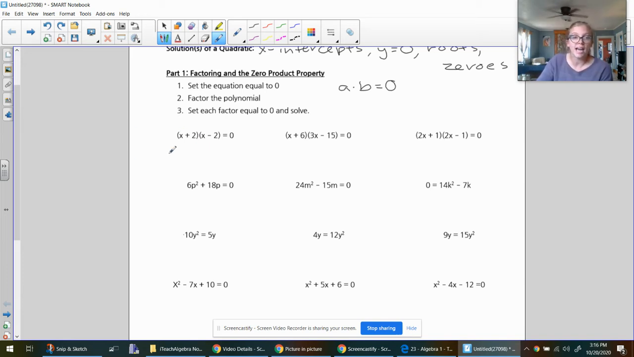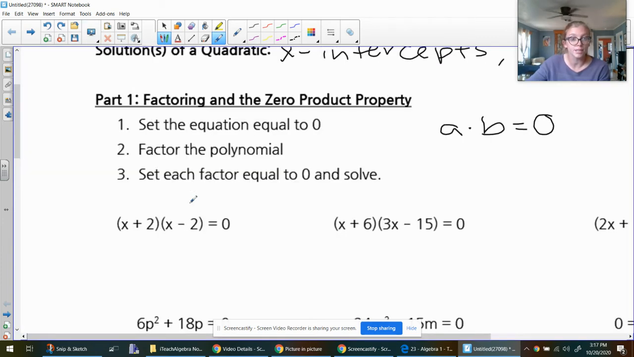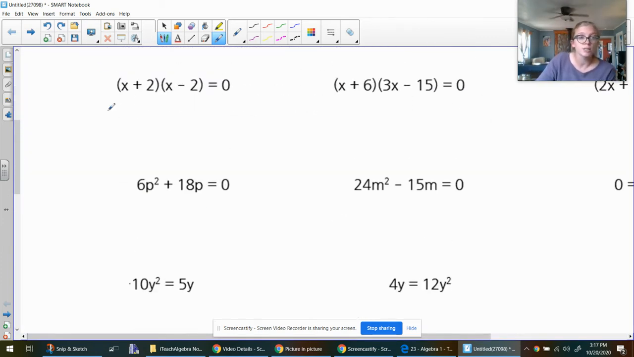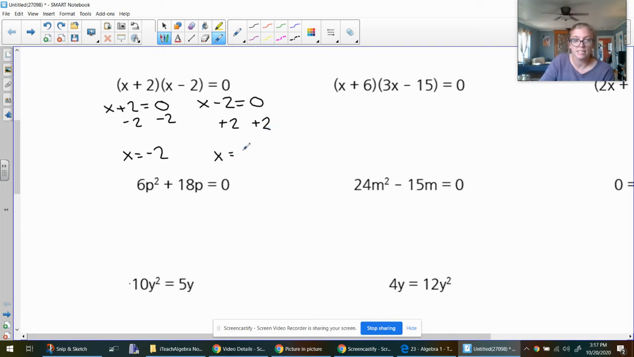So the first example we'll look at is (x + 2)(x - 2) = 0. And let me zoom in on this so it's a little bit bigger. So we're going to use the zero product property, which says that if I am multiplying two things and it's set equal to 0, each of those things can be set equal to 0 themselves. So x + 2 = 0 and x - 2 = 0. Well, I can subtract 2 from both sides of my equal sign, and that gives me x = -2. Here I will add 2 to both sides of my equal sign, and x = positive 2. These are my two solutions.